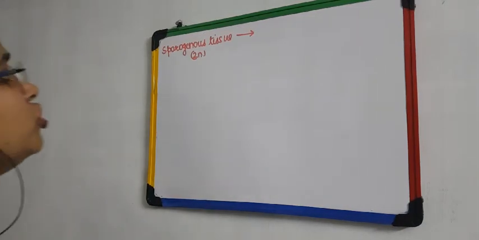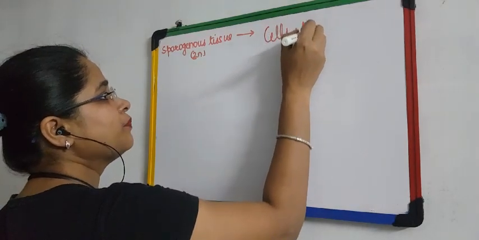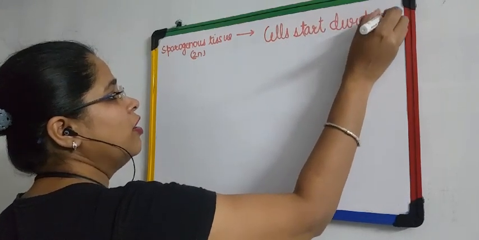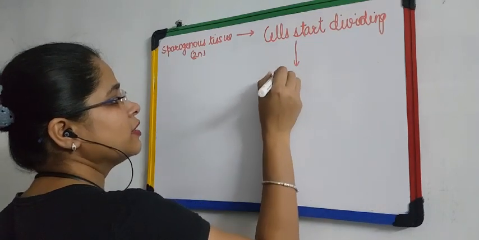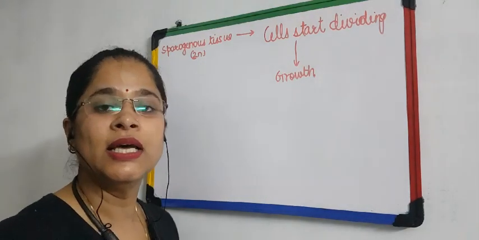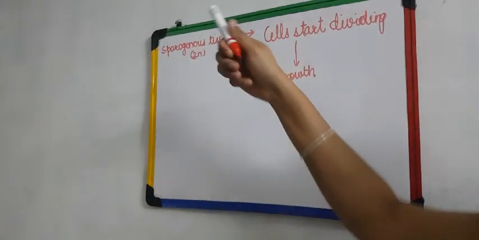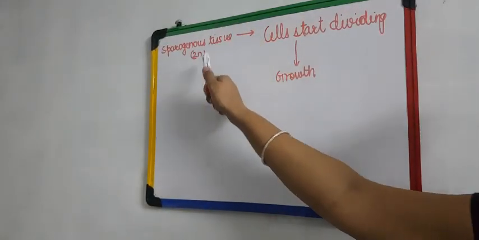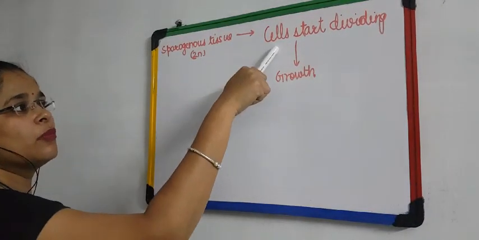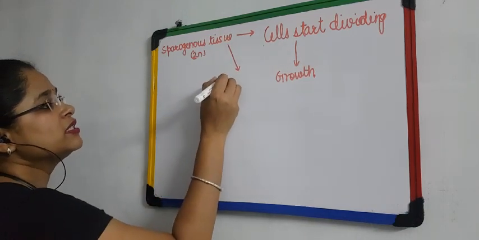Now this is sporogenous tissue. In this sporogenous tissue, the cells start dividing. That means when the number of cells increases, what do we decide? We decide that growth takes place, or growth is the ultimate phenomenon due to which the number of cells in the sporogenous tissue is increasing.